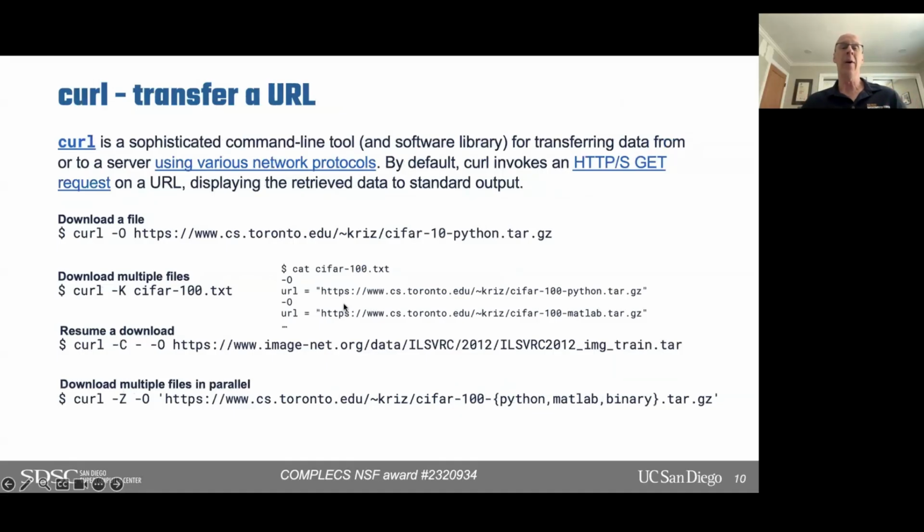All right, there's another common tool for downloading a file from the web, and that's curl. Curl is a very sophisticated command line tool, and it's also a software library. And again, like wget, it's for transferring data from or to a server using various network protocols. By default, it's going to invoke an HTTPS GET request on a URL, and it's going to display the retrieved data to standard output.